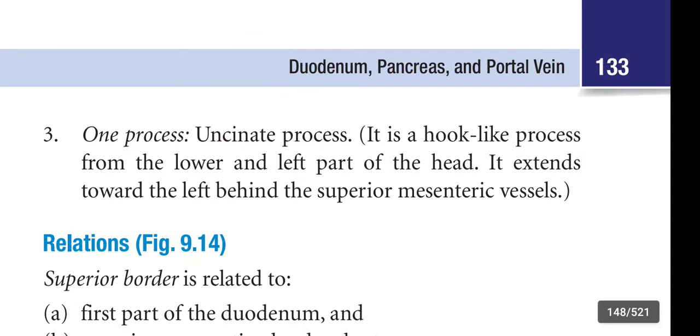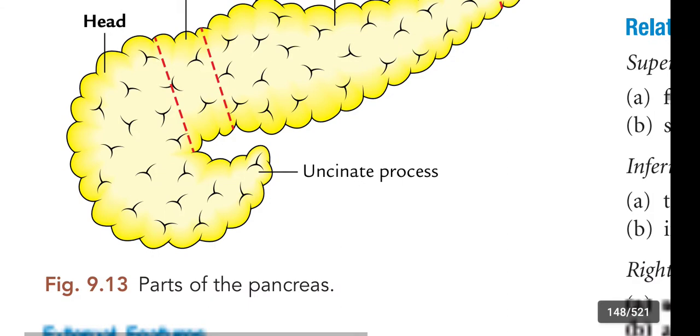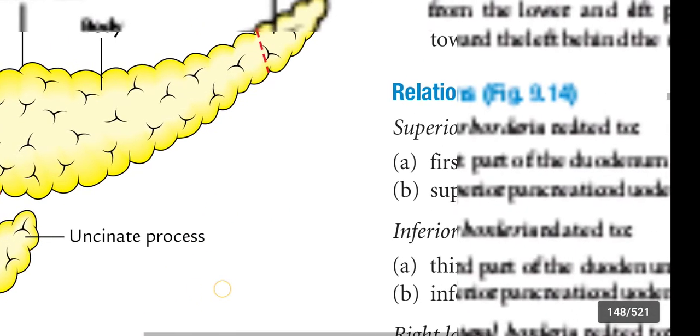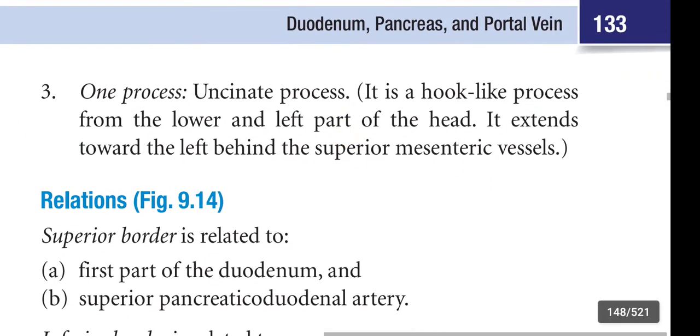The head of the pancreas has one process, the uncinate process. It is a hook-like process from the lower and left part of the head, lower side and this is the left side, behind the superior mesenteric vessels.